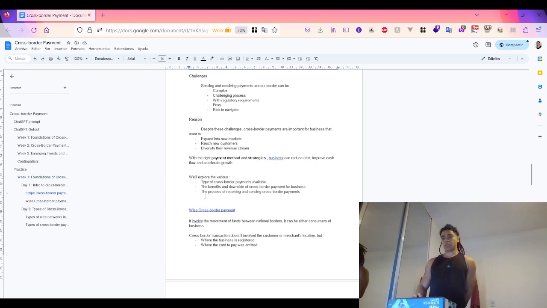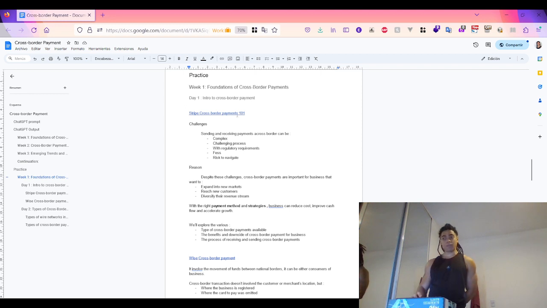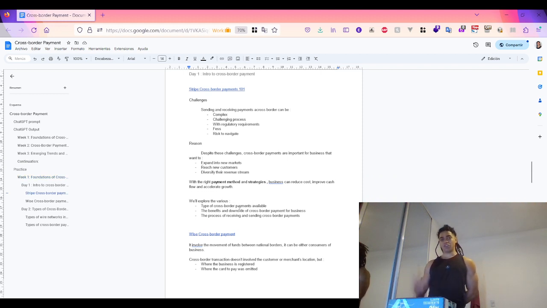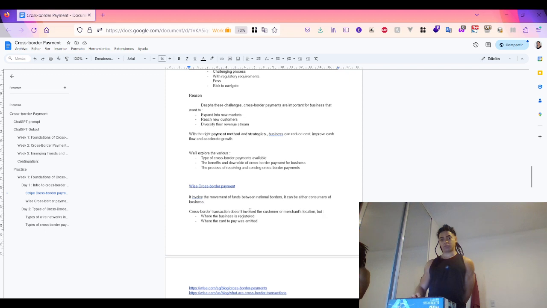In this section, from the Stripe cross-border payments 101, they're going to talk about the types of cross-border payment, as well as the trade-offs involved for a business, and the process of receiving and sending cross-border payments. So: types, trade-offs of cross-border payment for business, as well as the process of sending and receiving a cross-border payment.